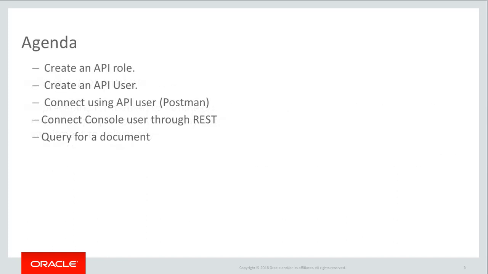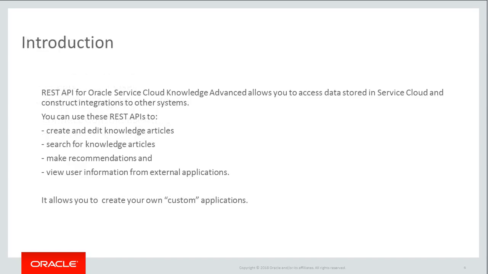In order to query for a document, we need to follow these steps. First, create an API role and an API user. Using Postman, we can then connect to the Oracle site using the API user. We then use the API user token to authenticate a console user and finally query for a document using the console user's credentials. Let's start with a short introduction.